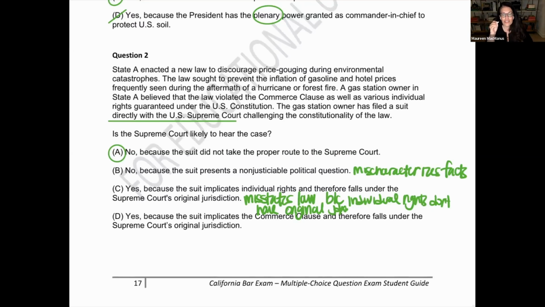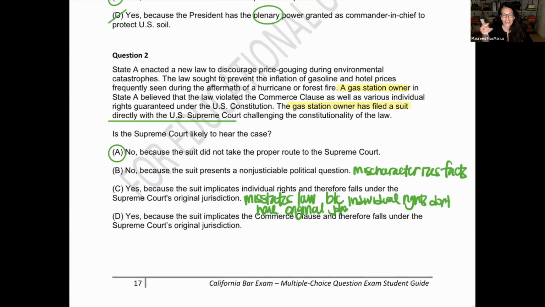In order for the court to hear a claim, it has to be stated in the complaint. And here we have the gas station owner that has filed a suit, not the state. So it's a gas station owner versus, whoever the AG is probably. So that's what's wrong with D: just because a suit implicates the Commerce Clause doesn't mean that it involves the state, which is what somebody says. And just because it implicates the Commerce Clause, it doesn't mean that it falls under the original jurisdiction.